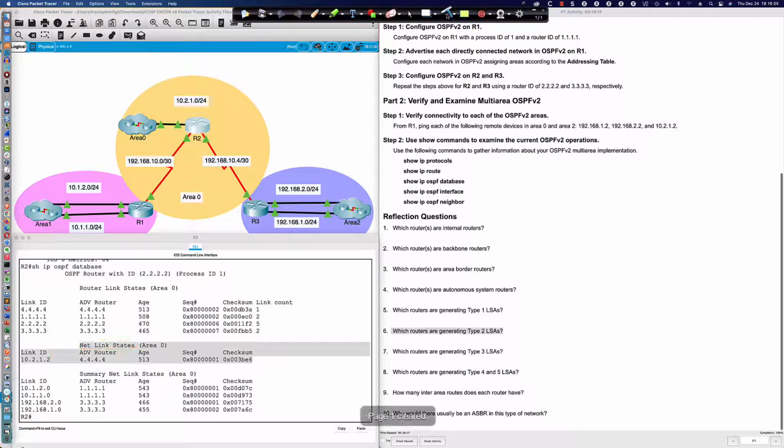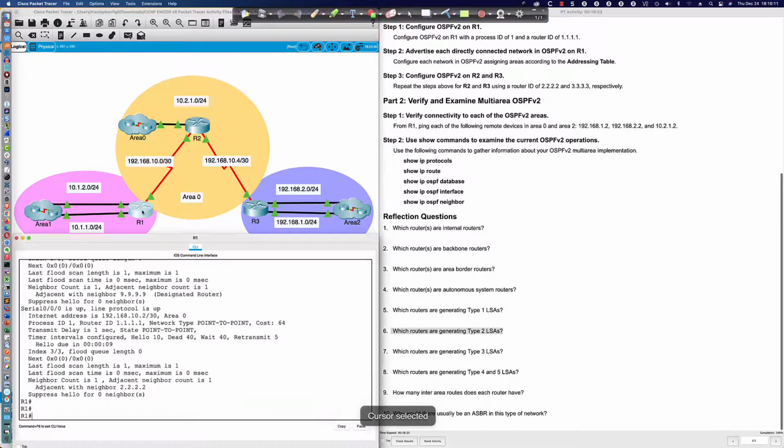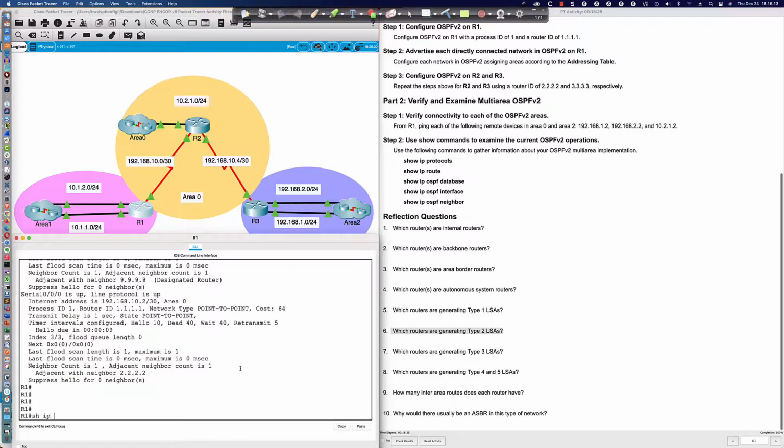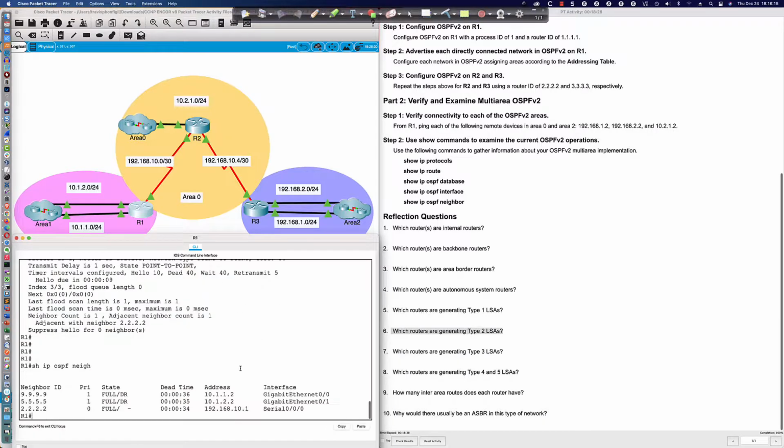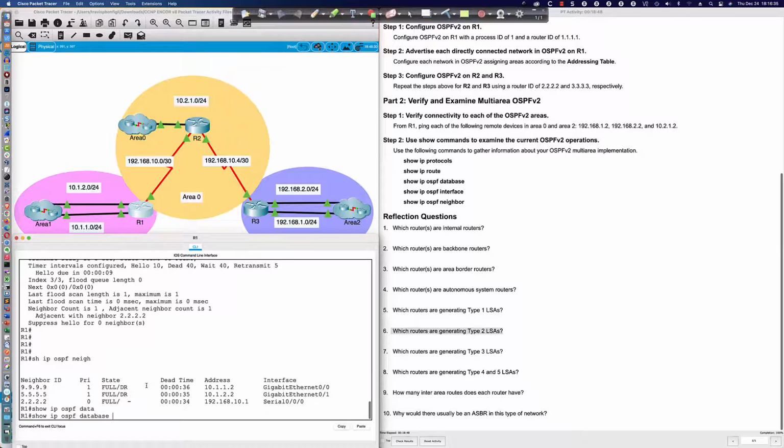And so the question, which routers are generating type 2 LSAs? Well, it's only the DRs. And that's an easy thing to figure out with the show ip ospf neighbor command. And we can clearly see that router 9 is generating a type 2 LSA. Router 5 is generating a type 2 LSA. So you see it here, and you could also see it by saying show ip ospf, and I thought we had database on here, show ip ospf database.